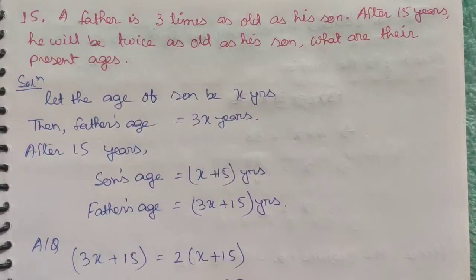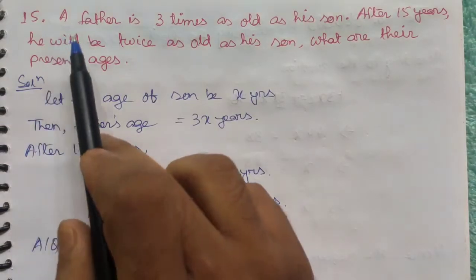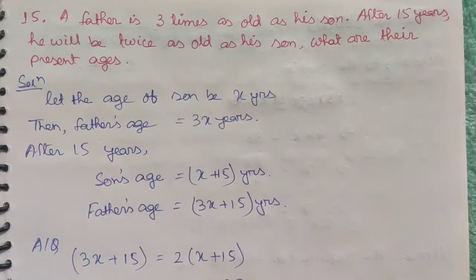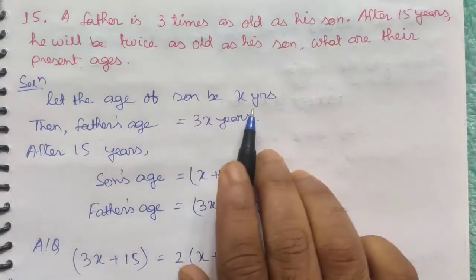Now let's move to our next question. Till now we were considering the ages of brothers. Now we will consider the ages of a father and his son. So here a father is 3 times as old as his son. After 15 years he will be twice as old as his son, right? And what are their present ages? So here we have to consider the age of the son, because everything depends on the son, right? So let the age of the son be x years.